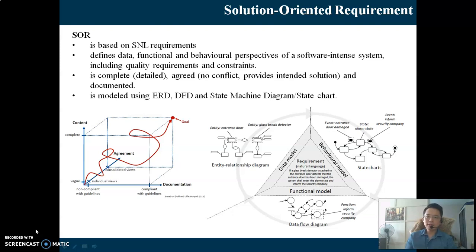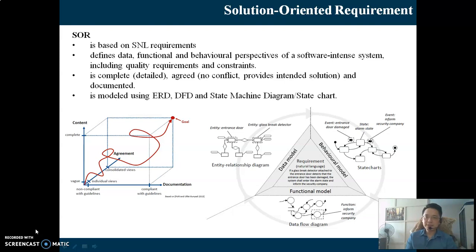Now, this requirement can be analyzed and transformed into solution-oriented requirements. We would have thought that for the same requirement, there should be only one solution. That's true. But that one solution will have three perspectives, for ease of analysis and for ease of design later on. The three perspectives are data, behavioral, and function.